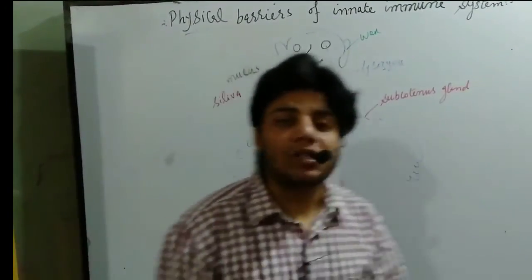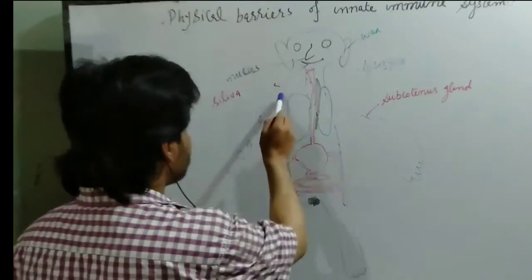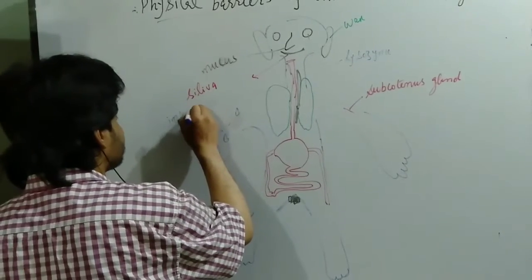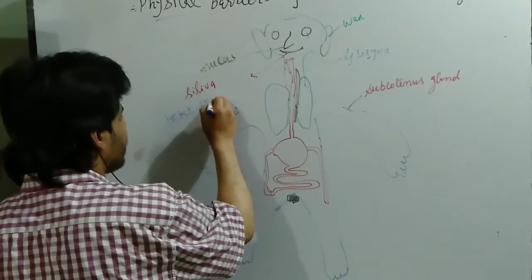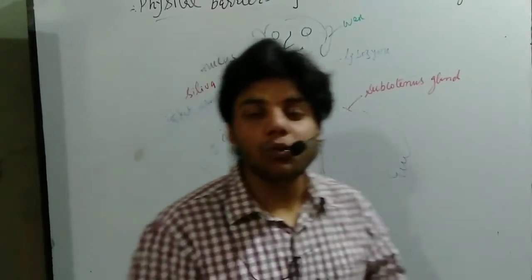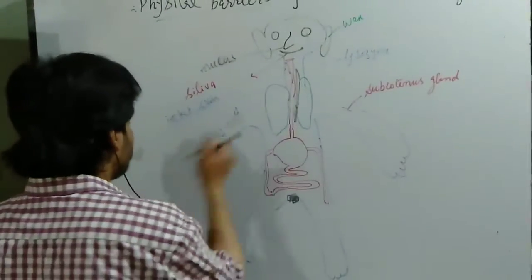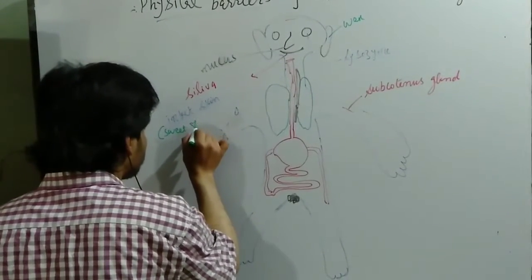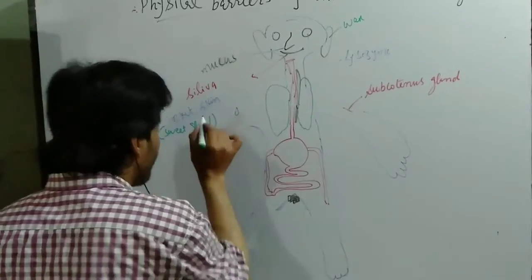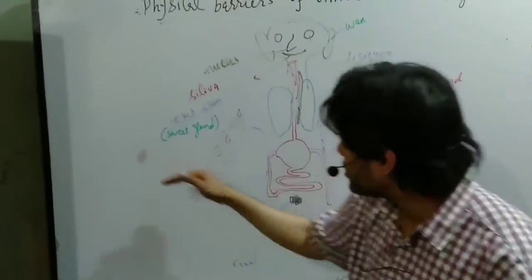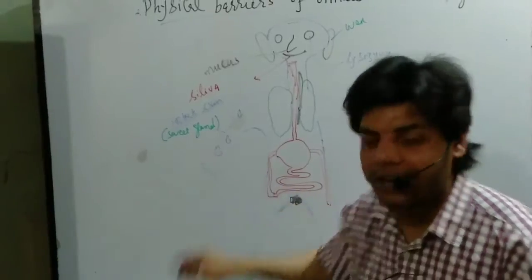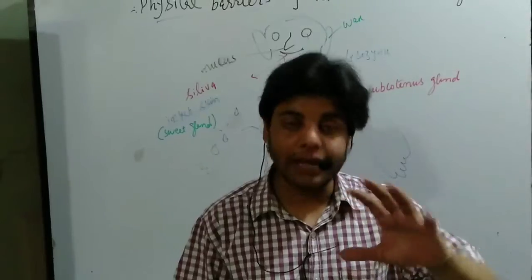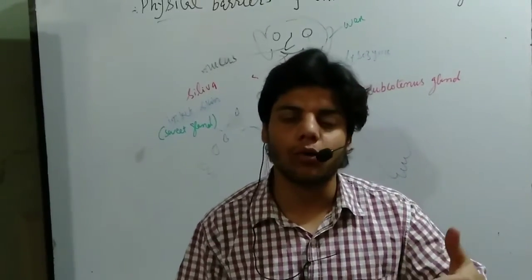Then we have the skin portion. Let's suppose this is the skin portion, intact skin. This skin contains sweat glands, which are responsible for releasing sweat from the body. As you are watching, these droplets represent the sweat, and the sweat contains lysozymes, and it also acts as an antimicrobial.